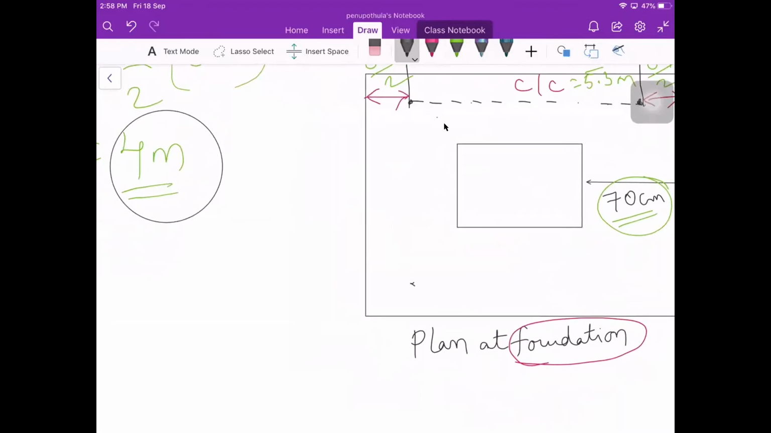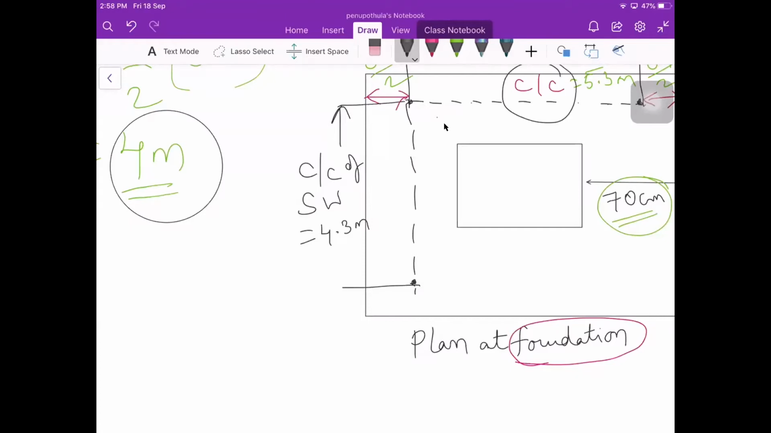Similarly, for the center to center line length of the short wall, it is 4.3 meters, which we have obtained already. For the short wall we want the in to in length, not the out to out length. Remember, out to out is only used for the long wall. In to in length is always used for the short wall.